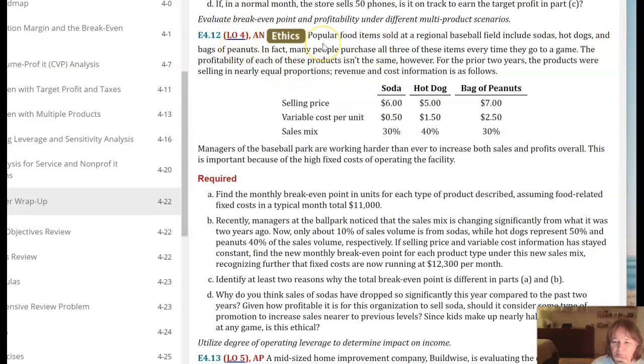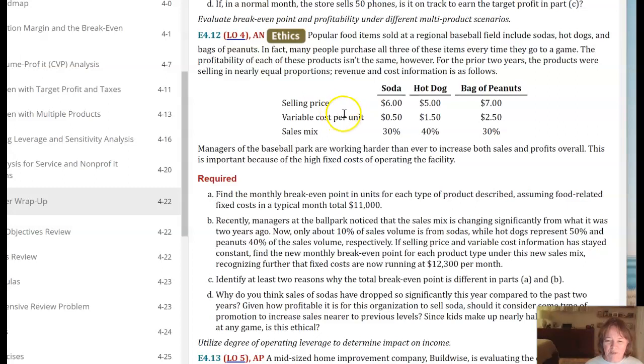So popular food items sold at regional baseball fields include soda, hot dogs, and a bag of peanuts. In fact, many people purchase all three of these items every time they go to the game. The profitability of each of these products isn't the same, however. For the prior 2 years, the products were selling in nearly equal proportions, and revenue and cost information follows.